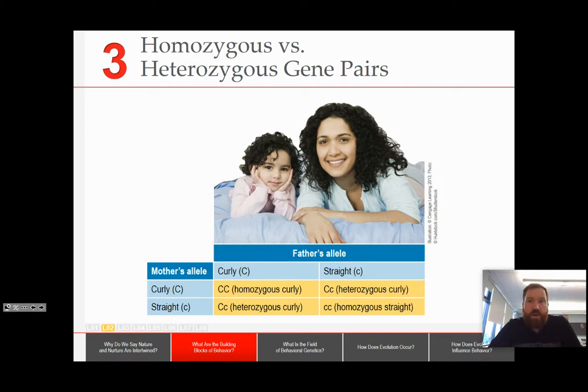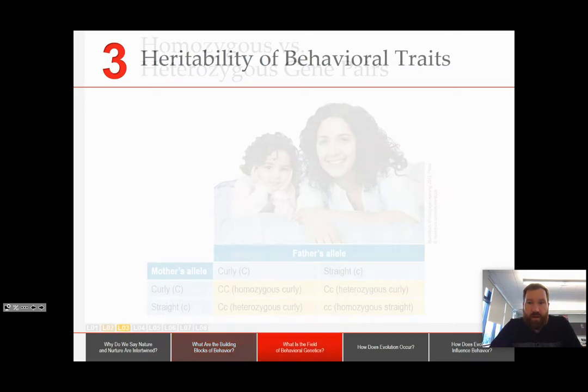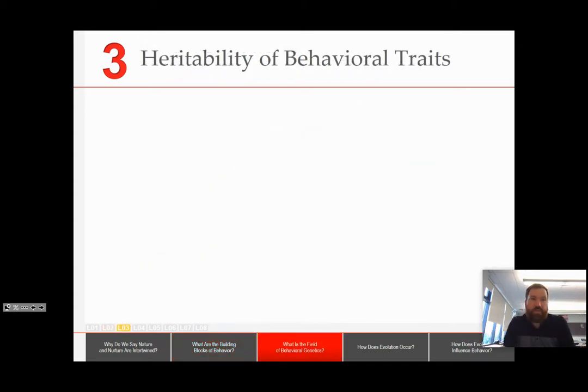Okay, so let's talk about heritability. Here's the thing we've all been waiting for. It's actually pretty easy for us to look at the effect that genes have on a number of different characteristics, right? So we can be talking about eye color, hair, right? There are a number of things that we can look at.